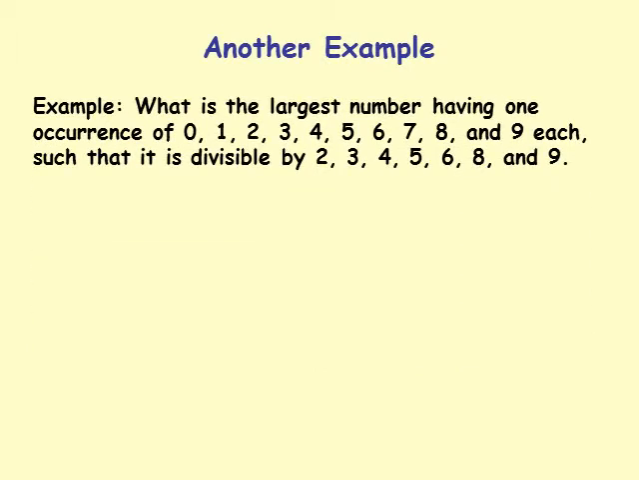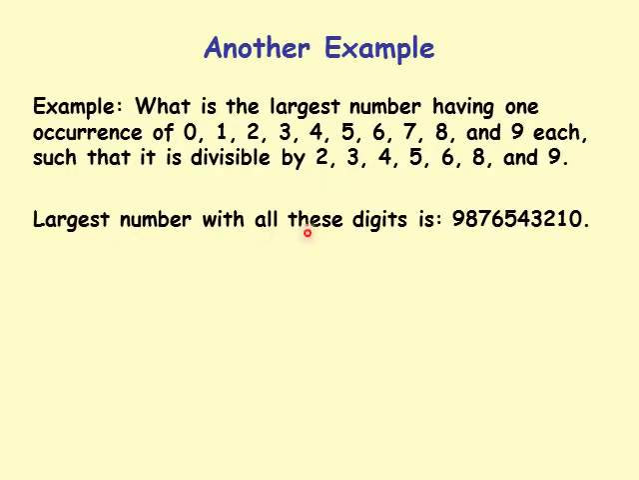Another example. What's the largest number having one occurrence of 0, 1, 2, 3, 4, 5, 6, 7, 8, and 9 each, such that it's divisible by 2, 3, 4, 5, 6, 8, and 9? Let's continue here. The largest number with all these digits has the largest digit on the left and the smallest digit on the right, in descending order. So 9, 8, 7, 6, 5, 4, 3, 2, 1, 0. This is the largest number consisting of one each of these digits.